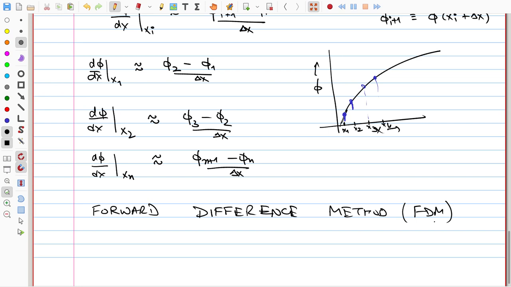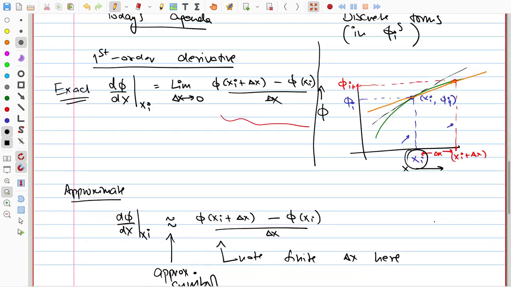It's called forward difference because to calculate the slope at a given point, I am taking one point to the right, and using the phi value there to evaluate the slope. So this orange line on the graph is the forward slope, and this is used to approximate the slope of the black dashed line, which is the slope at that xi point.